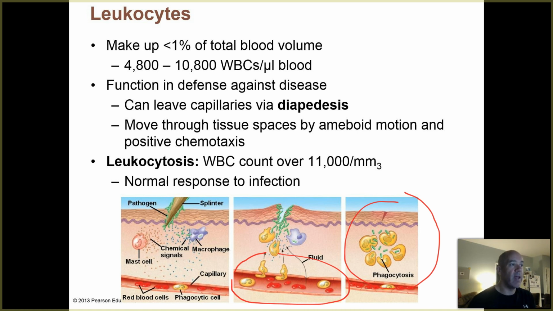Okay, if you have too many white blood cells, that's a condition called leukocytosis. Leukocytosis, if you had elevated white blood cells. So in that case, you'd have over 11,000 per cubic millimeter.